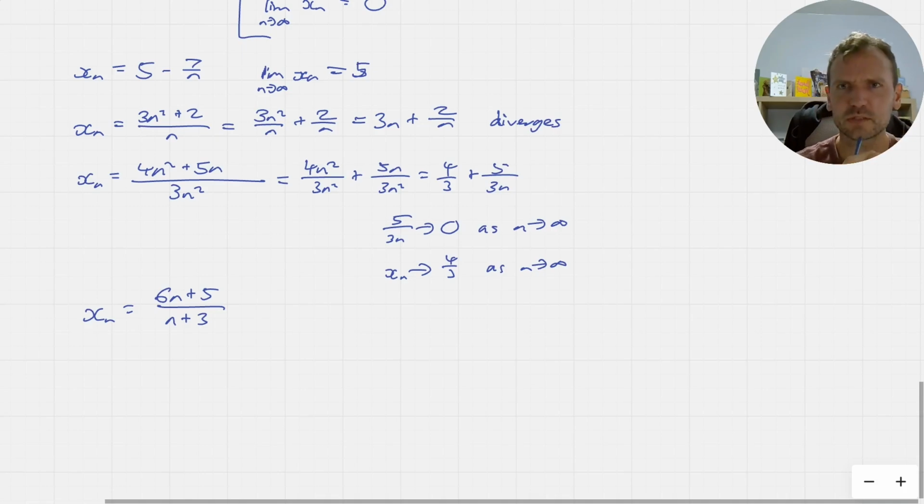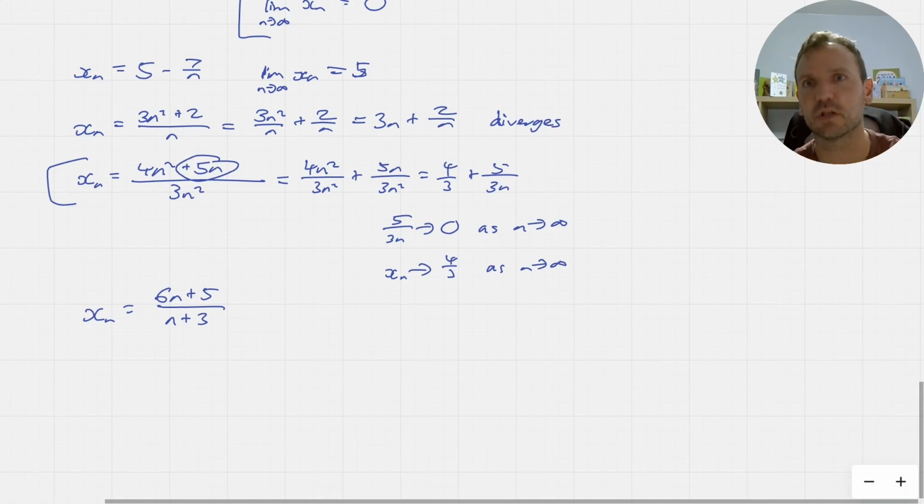If you want to be able to spot it, just going back to the previous one a moment, if we look here, when we said we've got the quadratic terms on top and bottom, the linear term was never going to really matter. That was going to be insignificant. So it was going to be approximately 4n squared over 3n squared. When n is big, that 5n becomes irrelevant compared to the 4n squared. So just looking at those quadratic terms was what gave us our 4 over 3.